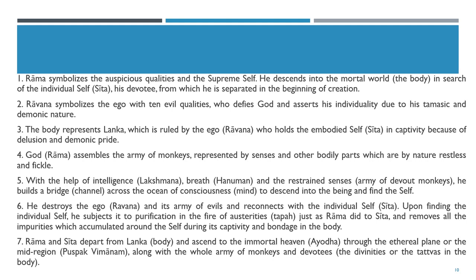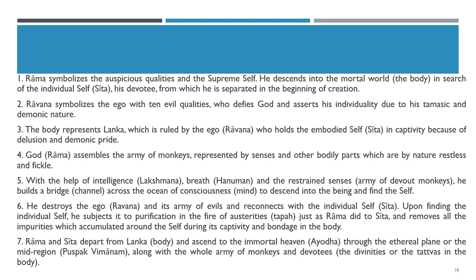So Ravana symbolizes the ego with 10 evil qualities, who defies God and asserts his individuality due to his tamasic and demonic nature. And the body represents Lanka, which is ruled by the ego Ravana, who holds the embodied self Sita in captivity because of delusion and demonic pride. So this is what the meaning is. See how advanced the text, the Ramayana, is. Not only a single form, it gives us multiple forms, so much knowledge and information hidden inside this text.